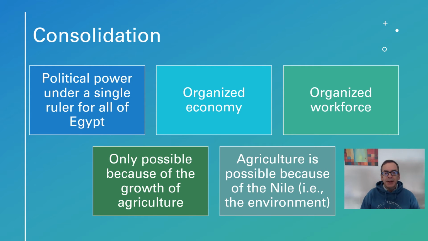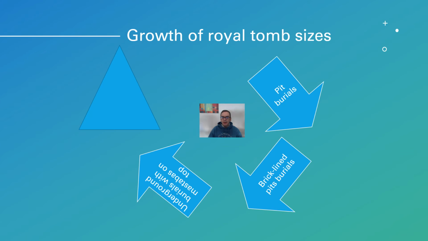Part of what's going on is that you find a consolidation of political power, where you've got the joining of Upper and Lower Egypt under one ruler. And this is made possible because you have an organized economy. And a lot of these things, as you'll see, are all tied together. As the population gets larger, you have an organized workforce. And then all of this is made possible only because of agriculture. And of course, agriculture is possible because of the Nile. So we're talking about environment and sustainability issues.